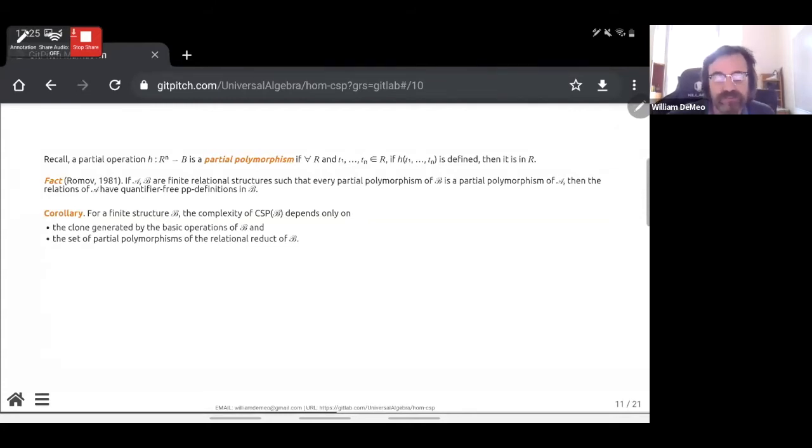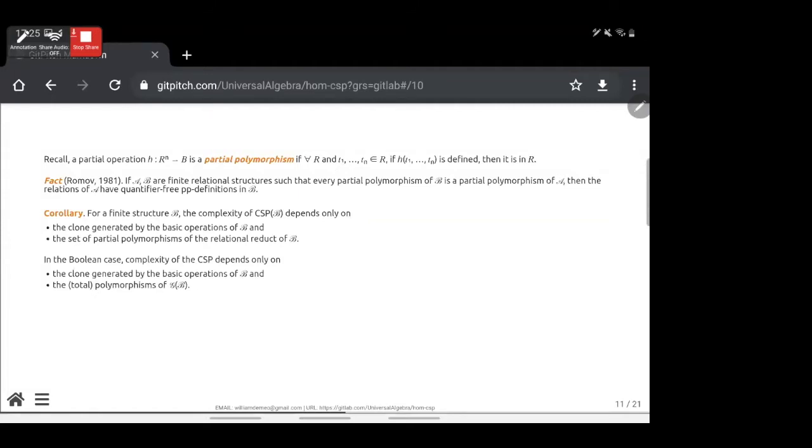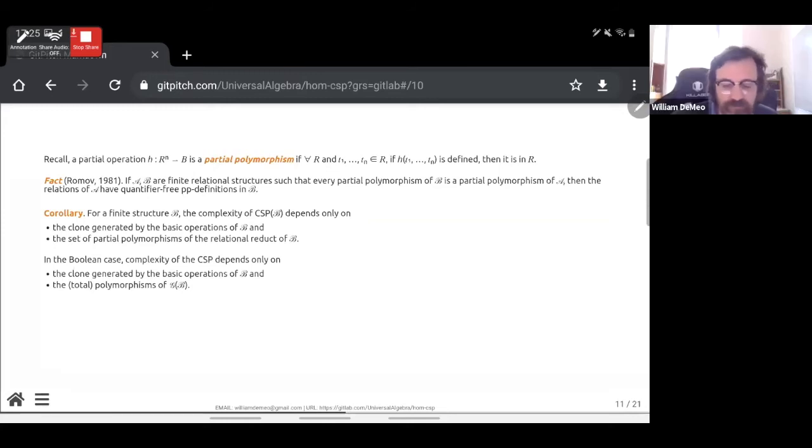So the relational reduct is just throw away the operations and just consider B with its relations. Okay, so in the Boolean case, the complexity of CSP depends only on the clone generated by the basic operations of B and the total polymorphisms of B. Okay, so we don't have to consider the partial polymorphisms in this case. The total polymorphisms of the graph of B.